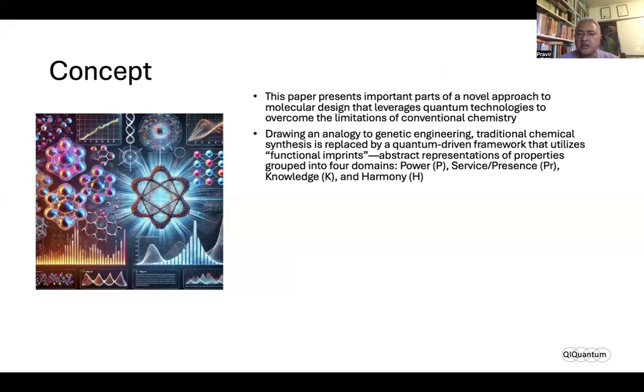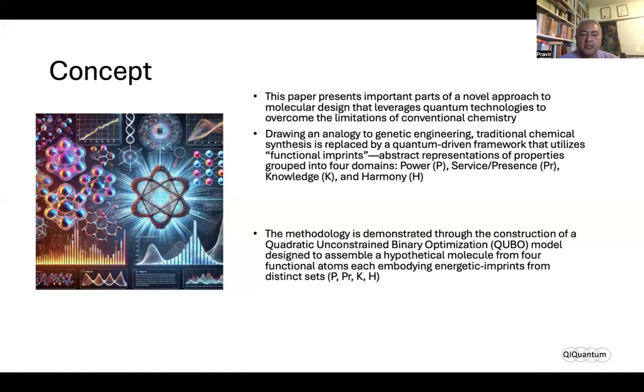So I can draw an analogy to the idea of genetic engineering, where we have different genes that might combine together or have different imprints. And the idea here is that since we know that there are constraints in bringing together certain kinds of chemicals and combining them, similar to genes, we have functional imprints of these elements that can be thought of as abstract representations of properties. And here I've grouped them broadly into four sets that I call power, service/presence, knowledge, and harmony.